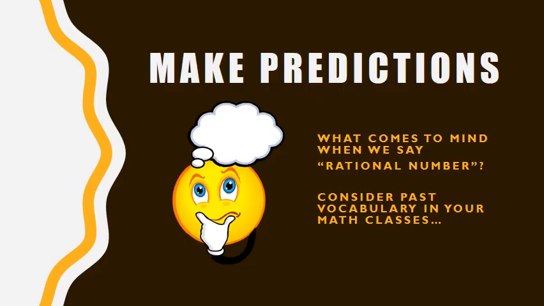So before we start, let's make some predictions. We're going to be defining rational and its opposite, irrational. What comes to mind when we say a rational number? I want you to think about vocabulary you know and see if in the word rational you see any words you may know.